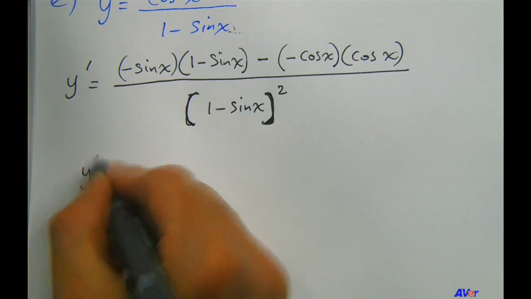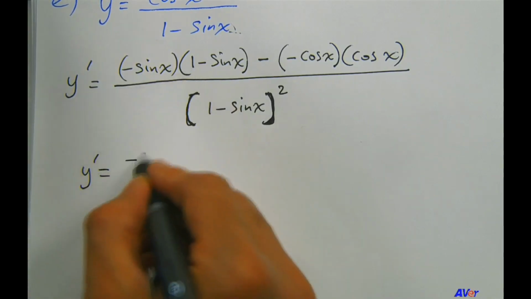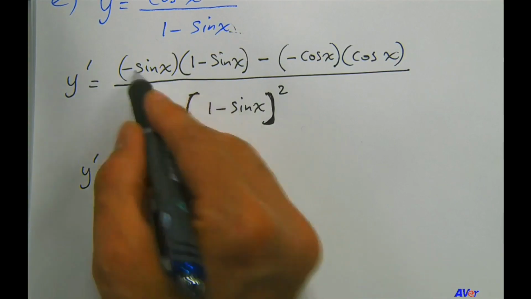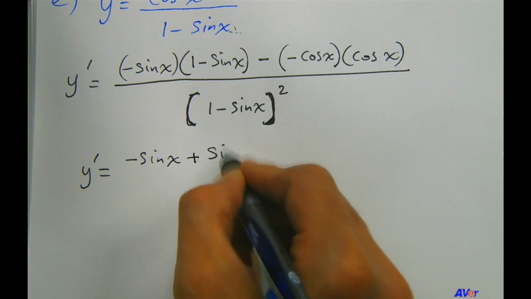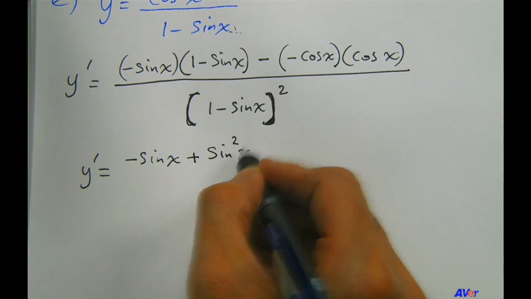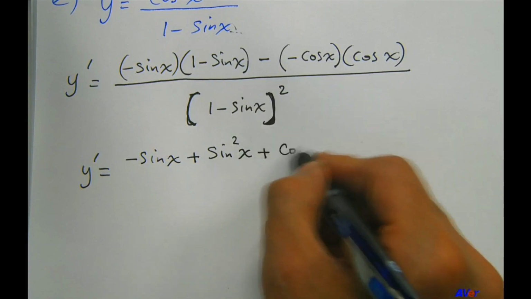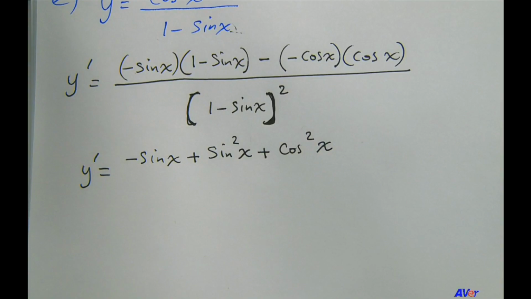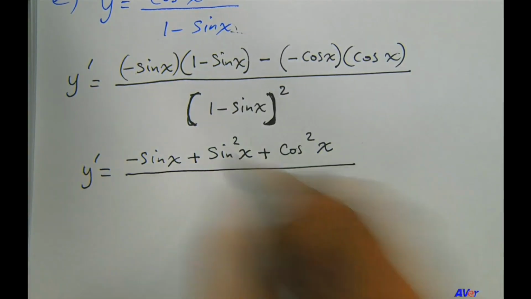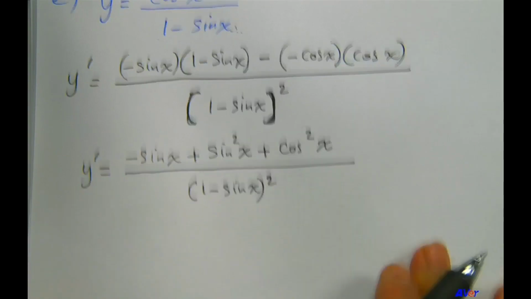Like that. Okay, so let's distribute and simplify this. That's easy to do. Minus sine of x times 1 is minus sine of x. Minus sine of x times minus sine of x is positive sine squared x. Then minus times minus is positive cosine squared x. Right? And all of that, of course, divided by 1 minus sine of x squared.